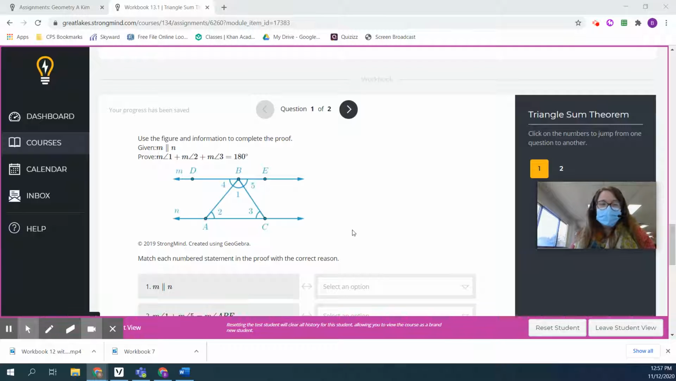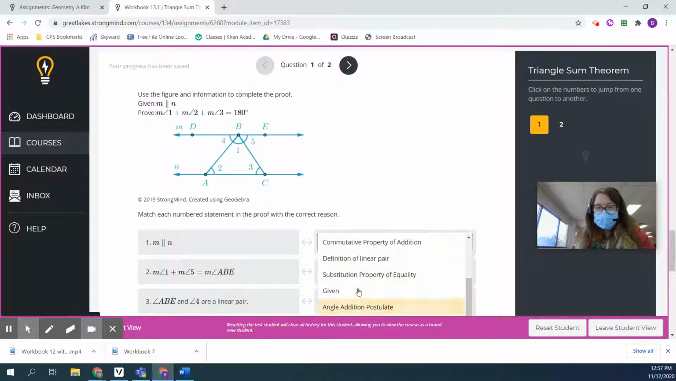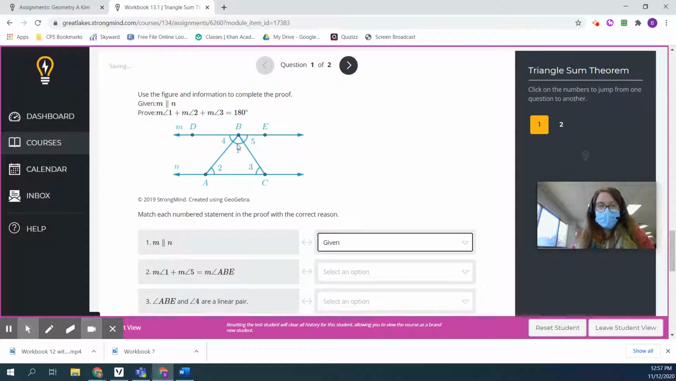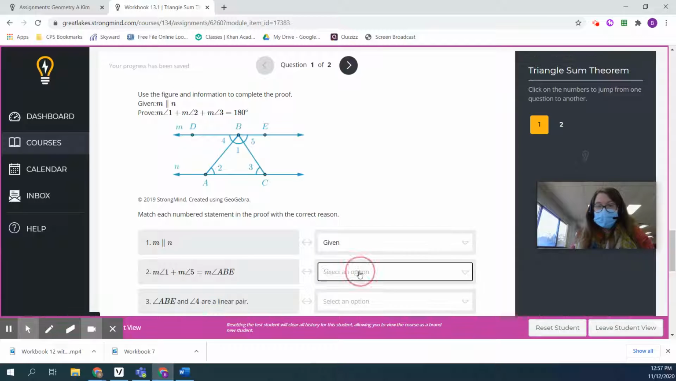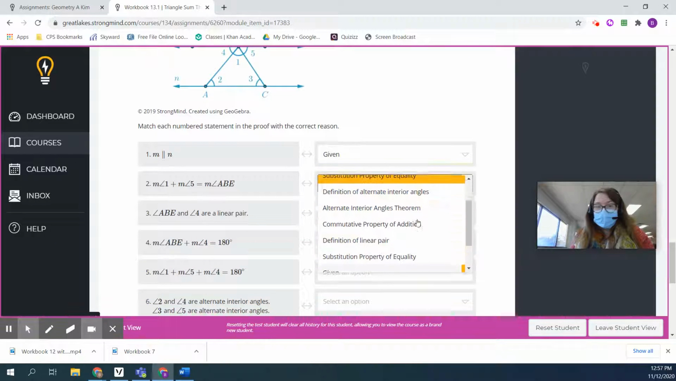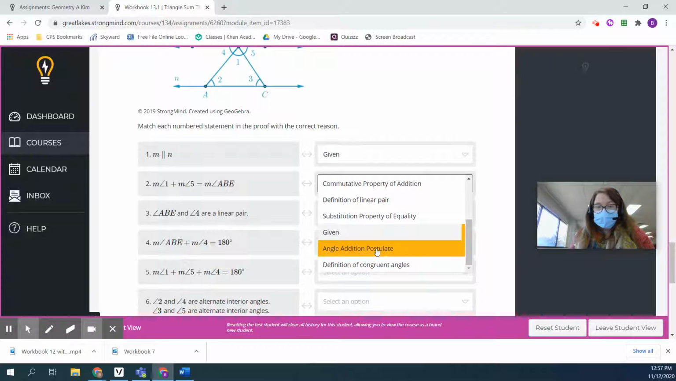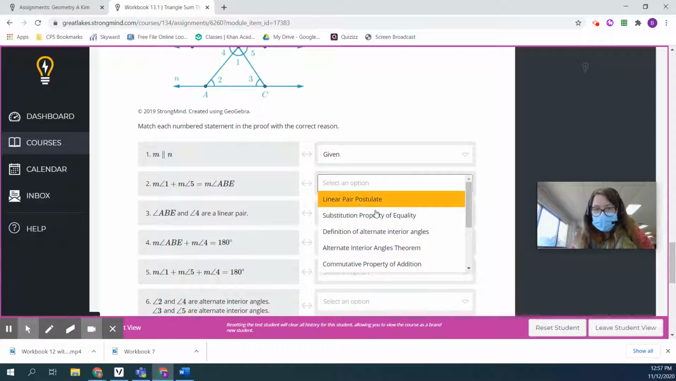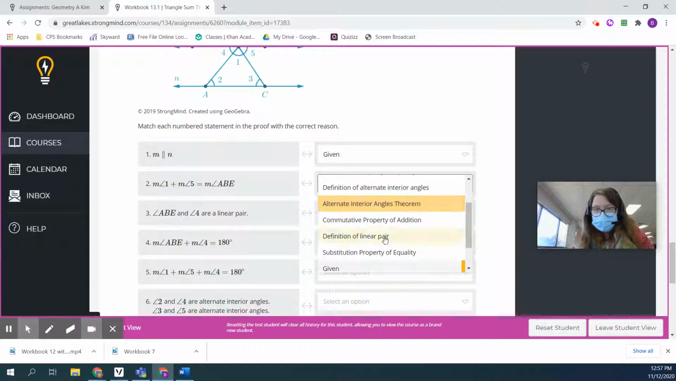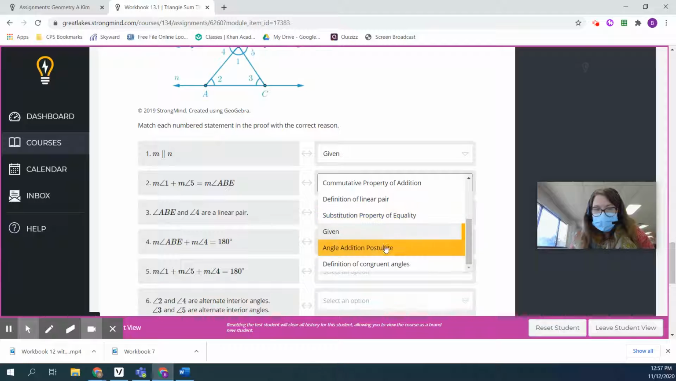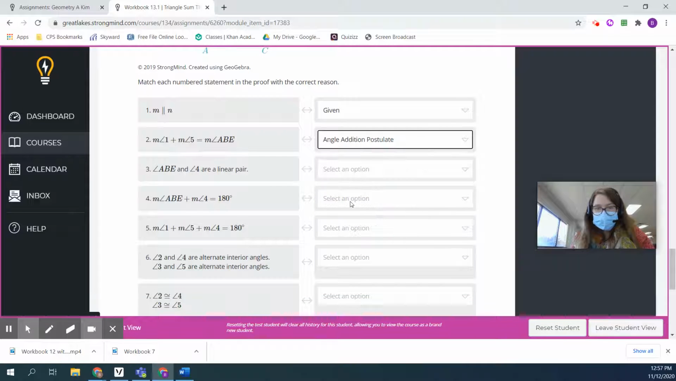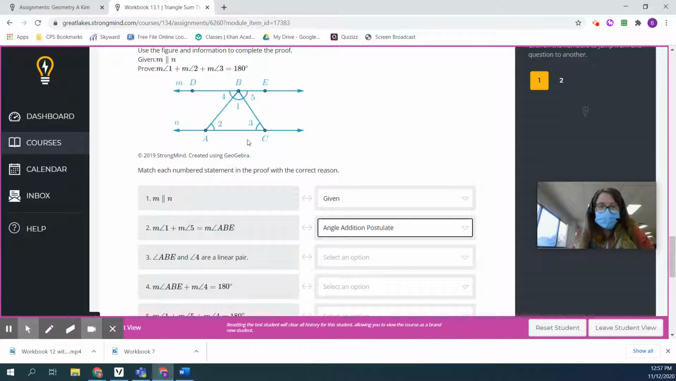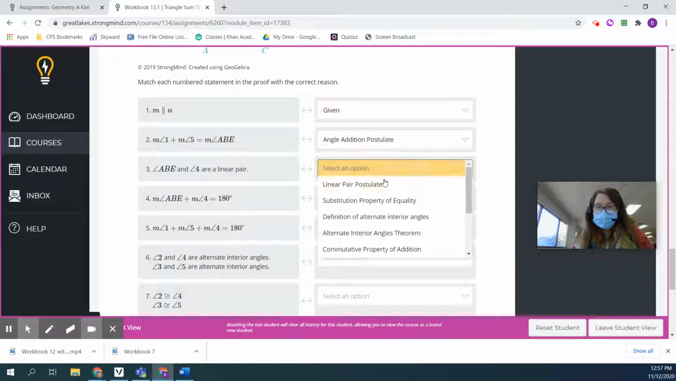Here we go. So the first one, we always say given. Then we have that the measure of angle 1 plus the measure of angle 5 makes that angle right there. And that's just what it means to add angles. So I'll just say angle addition postulate because we're adding them. So ABE and 4, that angle that we just had and 4, are a linear pair. That's just the definition of a linear pair.